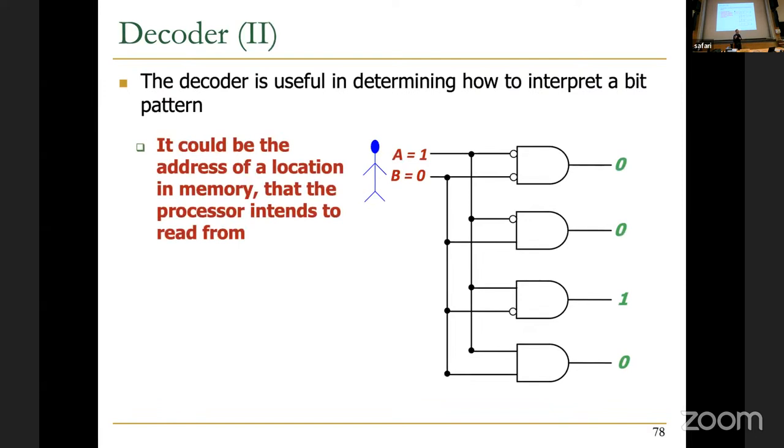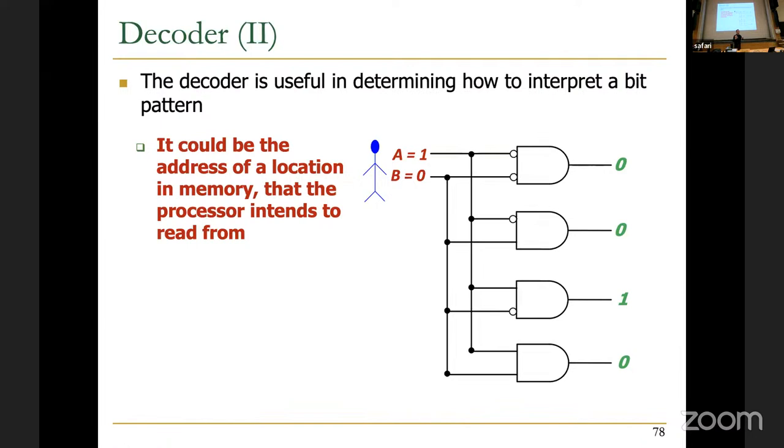Because this could be the address of a memory location. So you may have a simple memory, and the memory address is specified in 2 bits. And 1, 0 means this is the address of this location, and this wire over here can be connected to that memory location that activates that location, and you get the data out of that place. If you want to get the data out of memory location 1, 1, you need to supply address 1, 1 over here, and this gets activated, it becomes 1, and this becomes 0. And this is hopefully connected to the data that's stored in location 1, 1.